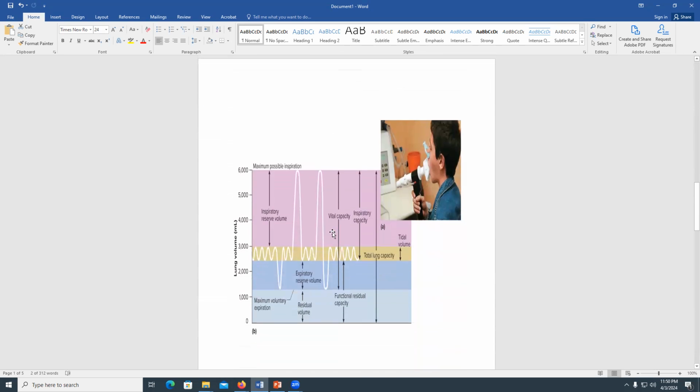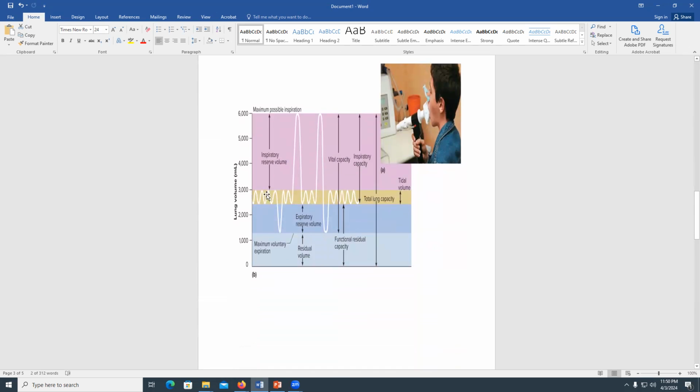But this diagram is just excellent to show you precisely that this functional residual capacity is the air that lags behind, and it's about 2,300 milliliters, and the tidal volume is from 2,300 up to 3,000, almost 500 milliliters, and then the inspiratory reserve volume is usually from 3,000 to 6,000, that's about 3,000 milliliters. So now you can get a precise number of what they expect.